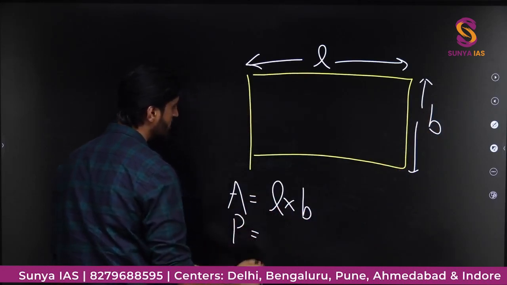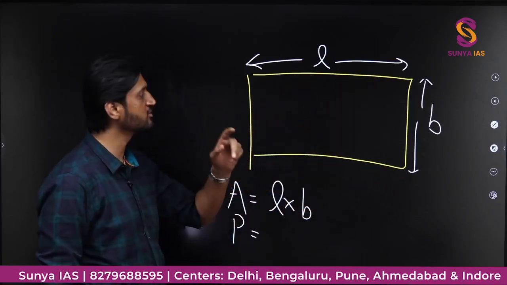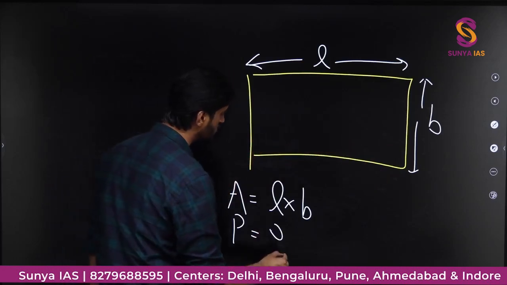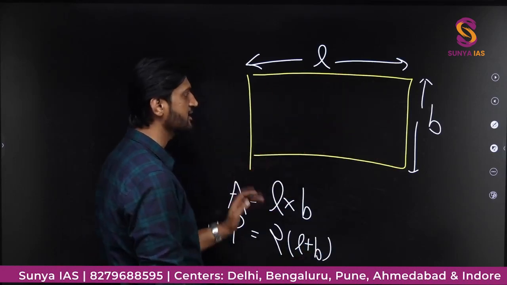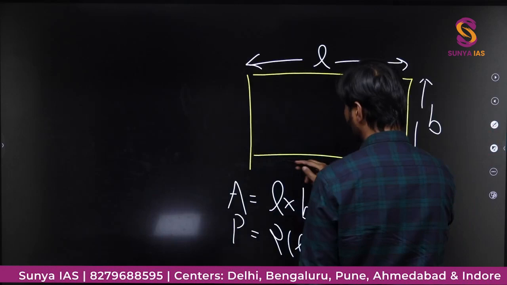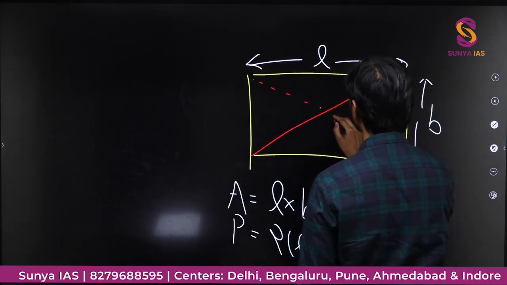Perimeter would be how much? It would be the boundary. So length and length, that is 2 times length. Similarly breadth and breadth, 2 times breadth, we get 2 times L plus B as the perimeter of the rectangle. Now there is one more element which is called the diagonal, which goes from this side to this side. Similarly, you have a diagonal on this side also.